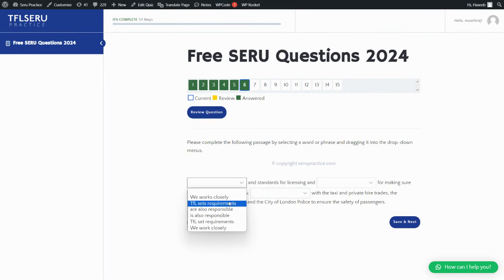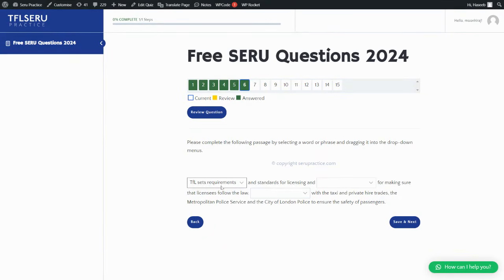TfL sets requirements and standards, or TfL set requirements. Here TfL is the subject, sets is the verb. They should be in agreement. TfL itself is a body, an organization, an entity. Therefore, it is a proper noun. And because it is a singular subject, its verb set should also be singular, ending with an S.